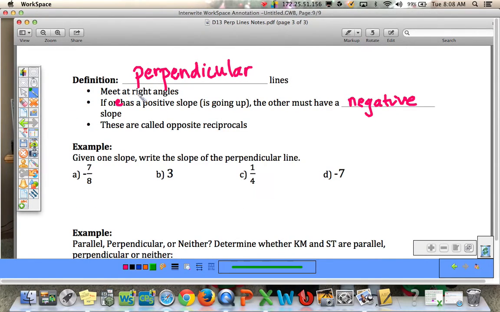So perpendicular, they meet at right angles. If one has a positive slope, it's going up, the other is negative. They're called opposite reciprocals. That's when you flip it and change the sign.